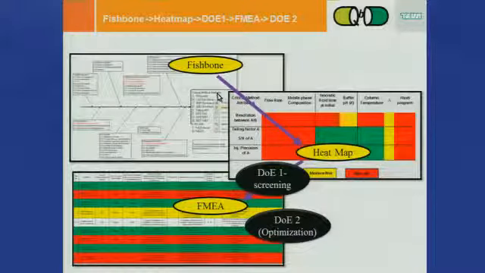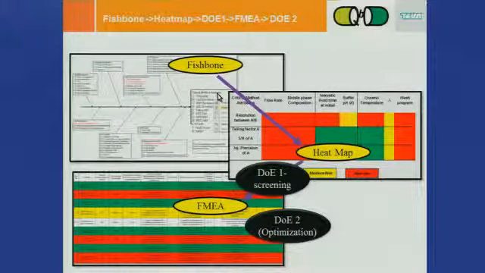So you have the fishbone. Actually, what happens is you make the fishbone. It automatically transfers everything from the fishbone into the heat map. And it makes it very simple for the end user. The end user then just colors it yellow or green or red. And there's a drop-down menu.